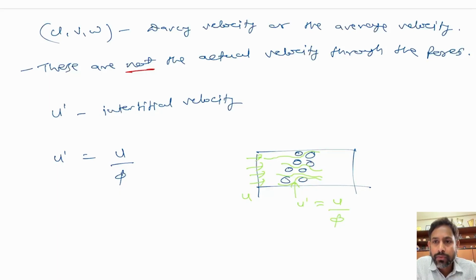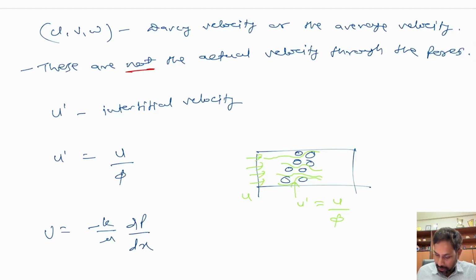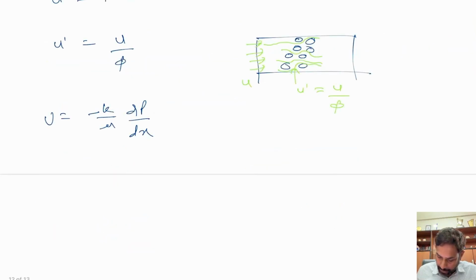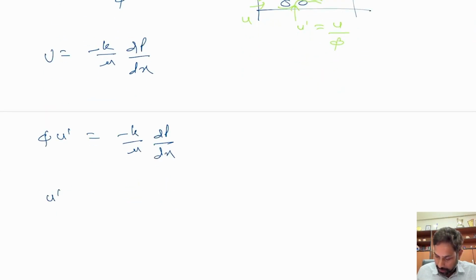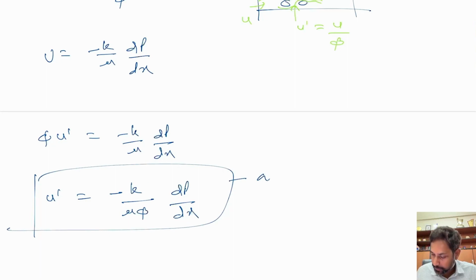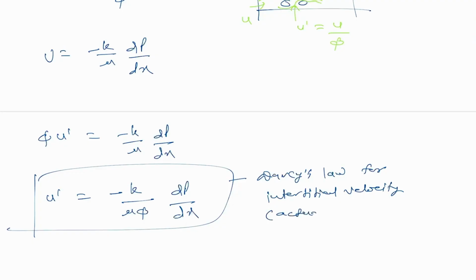But we generally do not model for the interstitial velocity or the actual velocity. We generally care about the average velocity, and that is why even in Darcy's law you do not see the phi. Whereas if you want to define the actual velocity, let's say we had defined Darcy's law as u equals minus k by mu dp by dx. If you want to write this in case of actual velocity, it will be phi times u prime equals minus k by mu dp by dx, and it will give you u prime equals minus k by mu phi dp by dx. So this is the Darcy's law for interstitial velocity or actual velocity, right?